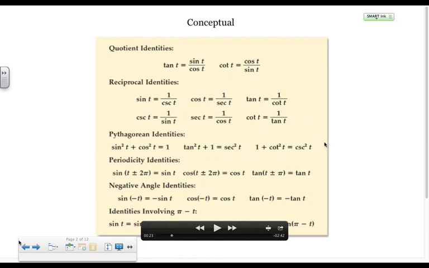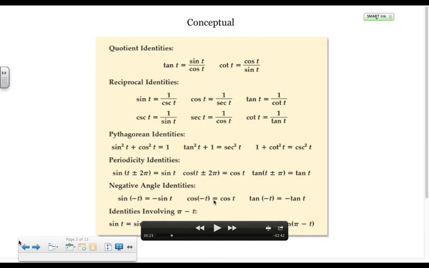The Pythagorean identities are new. It says that sine squared t plus cosine squared t equals 1. Okay? Note that if this is a minus sign, it does not work, and there is no way to make it work. All right? Tangent squared t plus 1 is the same thing as secant squared t, and 1 plus cotangent squared t is the same thing as cosecant squared t.